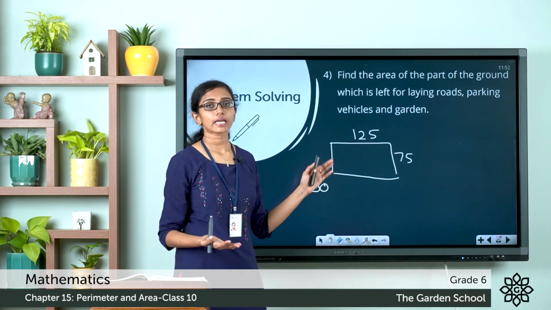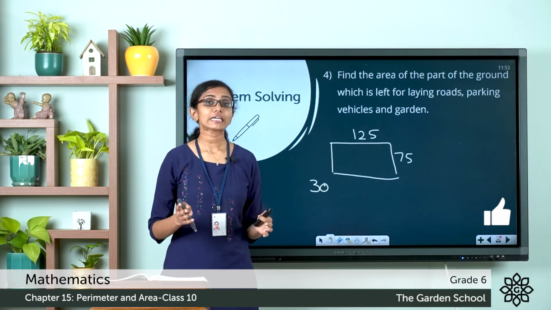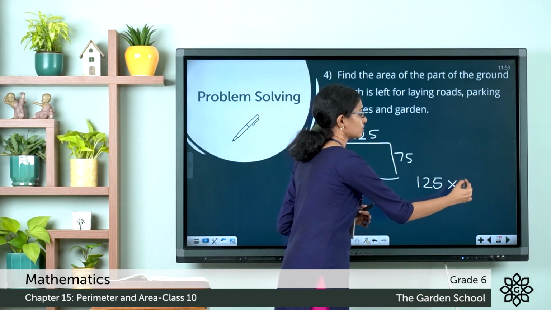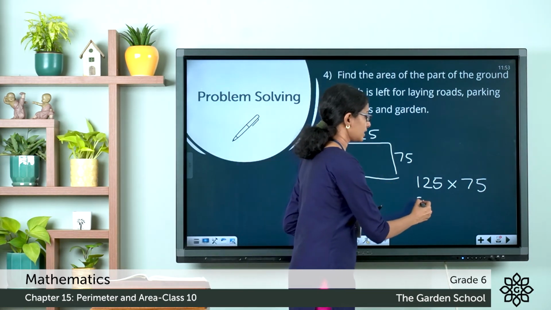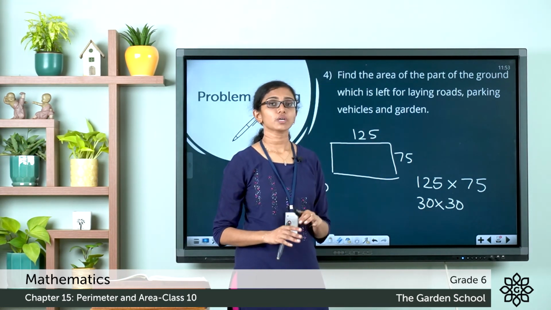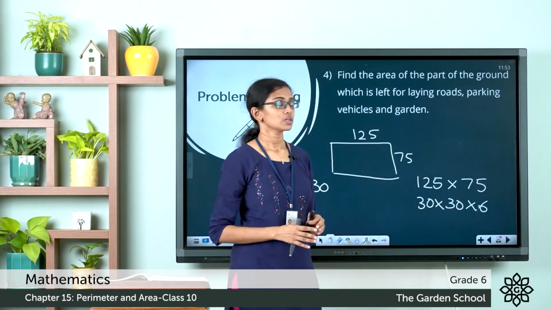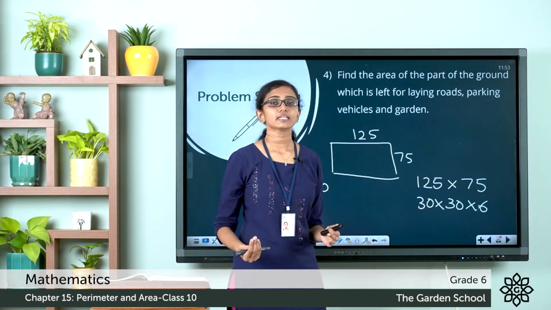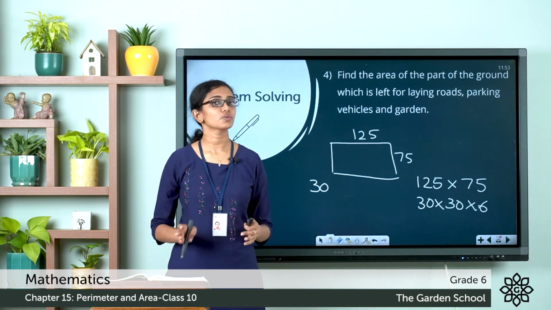Now we know the total area of the rectangular plot, and we can find out the area of the 6 villas. So the total area of the rectangular plot is equal to 125 into 75. Now the area of a single villa will be equal to 30 into 30, and there are 6 villas in total. So the area of 6 villas would be equal to area of a single villa into 6. So now we know the total area and the area of 6 villas. If you take the difference, you will get the area available for laying roads, parking vehicles and garden, and that will give you the solution to the question.